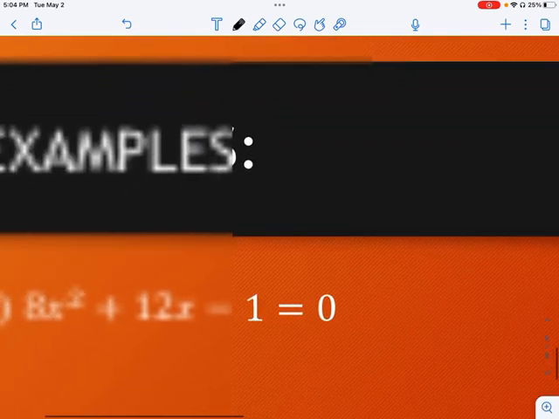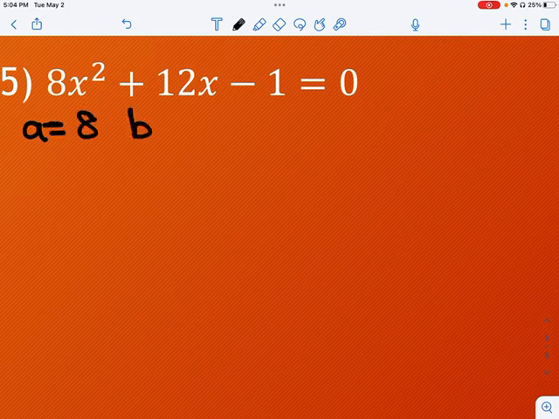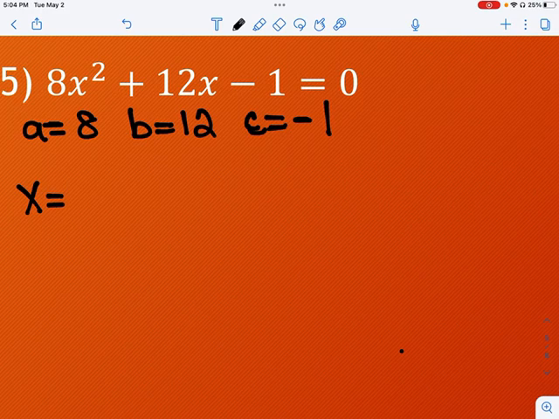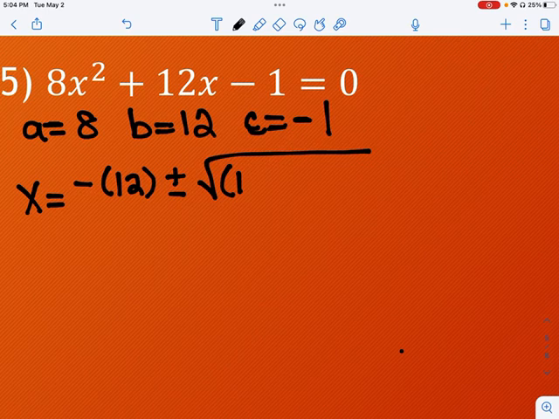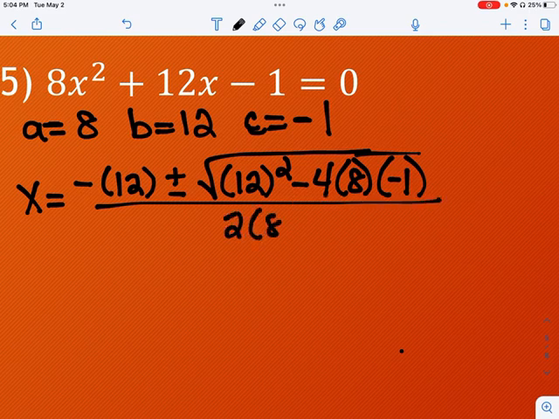Okay? All right, let's try these last two then. So we look here on the first one. I have A is 8, B is 12, C is negative 1. Okay, I take those and I plug them into my formula. So x equals negative of 12 plus or minus the square root of 12 squared minus 4 times 8 times negative 1, all over 2 times 8.